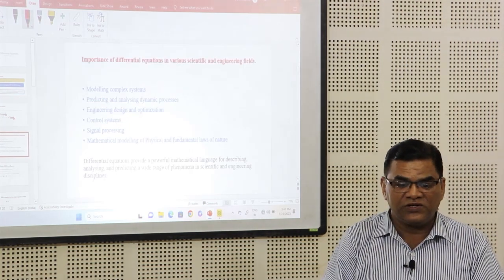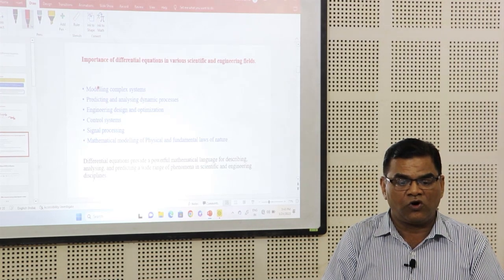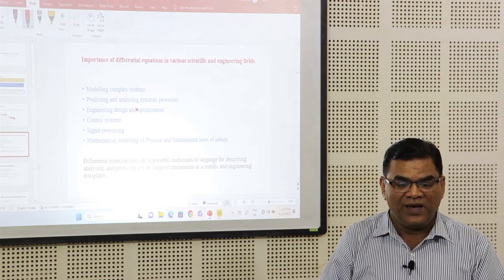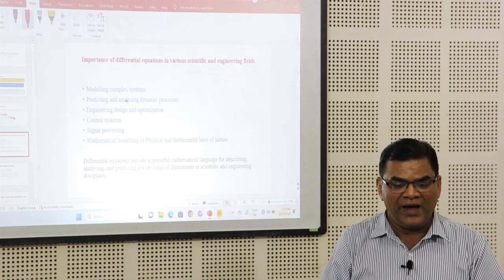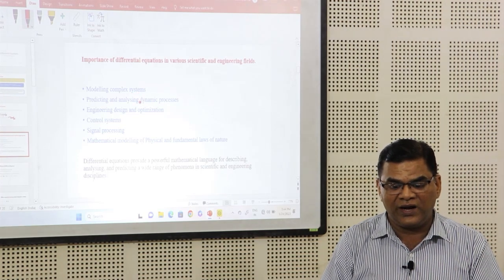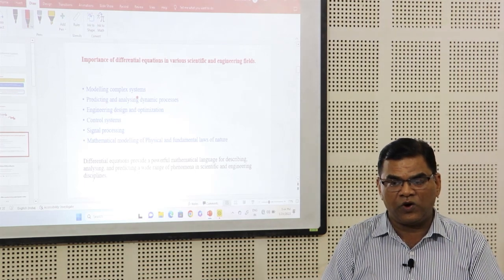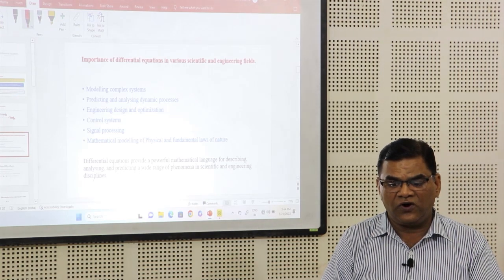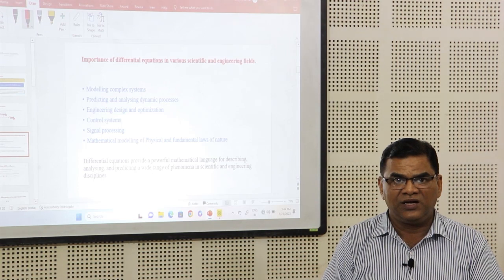Importance of the differential equation: we will discuss some important fields. It is used in modeling complex systems, predicting and analyzing dynamic processes, engineering design and optimization, control systems, signal processing, and most importantly mathematical modeling of physical and fundamental laws of nature. So, we can say differential equations provide a powerful mathematical language for describing, analyzing and predicting a wide range of phenomena in scientific and engineering disciplines.